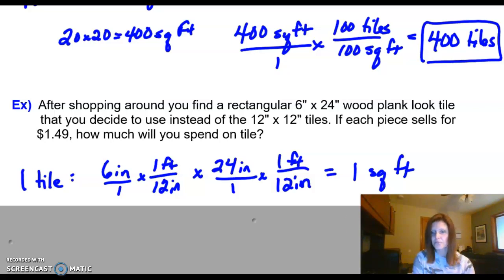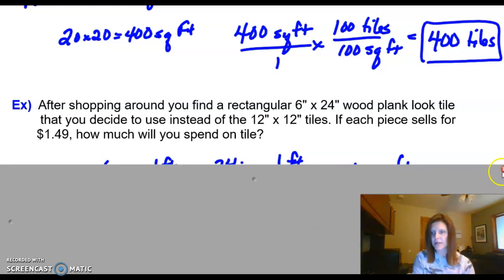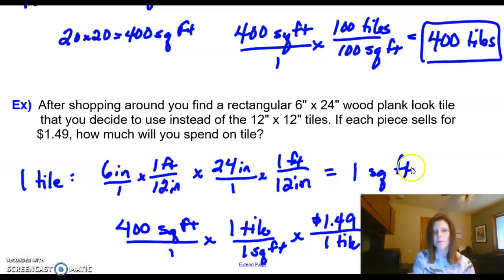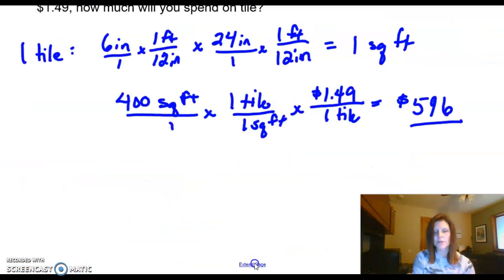Kind of fun. All right, so let me get rid of this down here, and we'll take a look at the rest of the problem. So we know we have 400 square feet to work with. We know that one tile is 1 square foot, so my square feet cancel. I also know that it's $1.49 per one tile, so the tiles cancel. So the square feet cancel, the tiles canceled, only thing left is dollars. So my final answer here is the answer I'm looking for, 596.